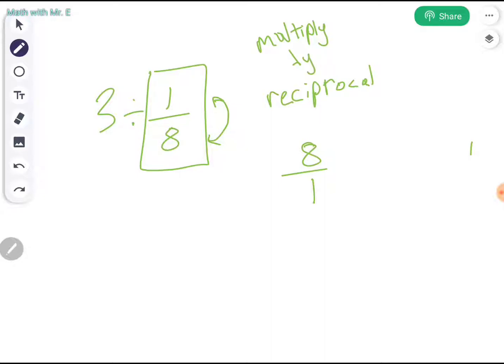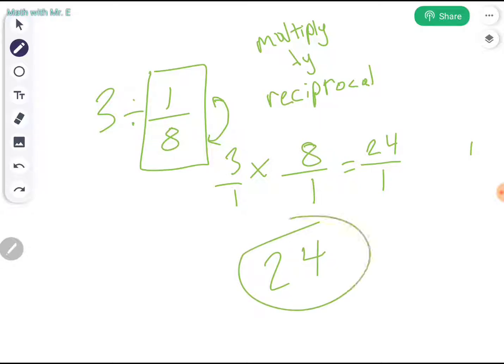Like I said, the pen is not working very well, so I apologize for that. So multiply by the reciprocal. Instead of 3 divided by 1/8, we're going to take 3 and multiply by 8/1. So we can add this here. 3 times 8 equals 24, and 1 times 1 equals 1. 24/1 equals 24. You'll notice that's the same answer that we had before.